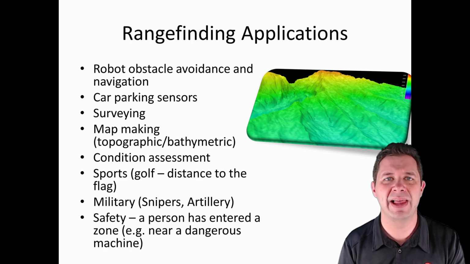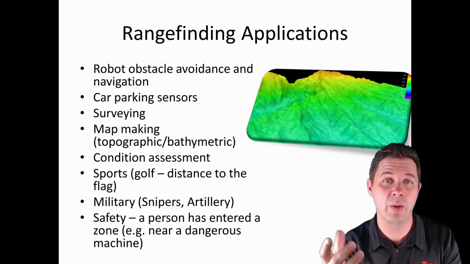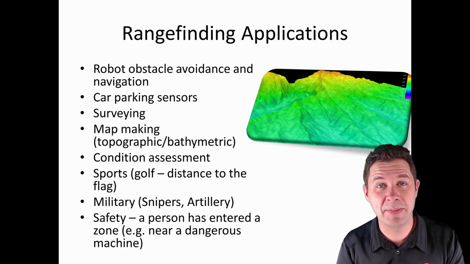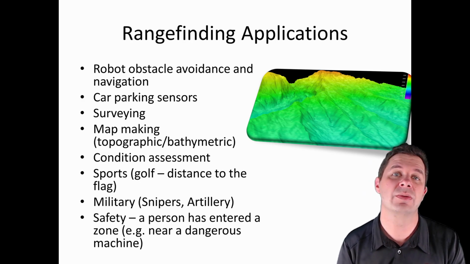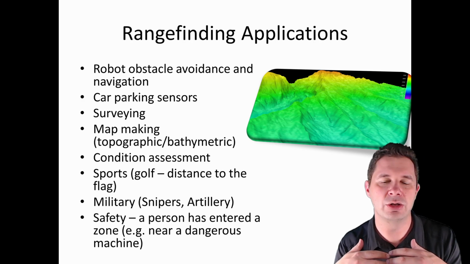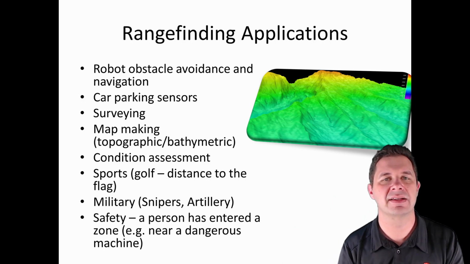For example, when we're playing golf, we might use a rangefinder to work out how far the pin is from where we're currently playing or looking, so we know what club to choose. Snipers in the military and artillery use them as well, to work out how far they need to shoot and how far they need to compensate for wind effects and gravity effects. And we use them for safety as well.